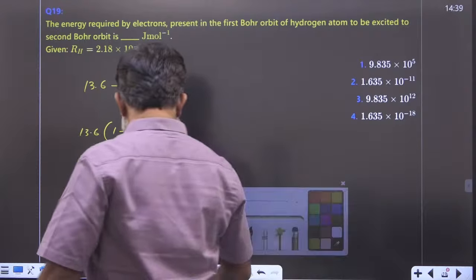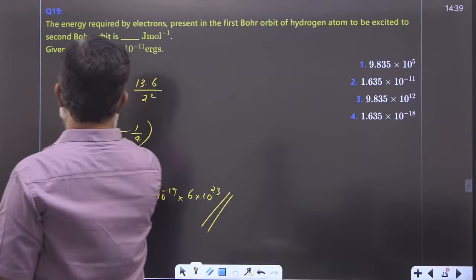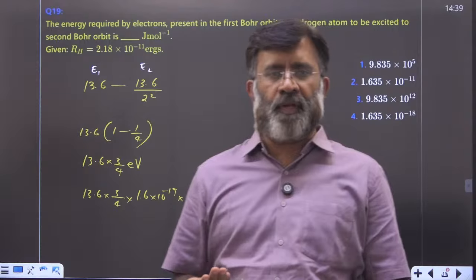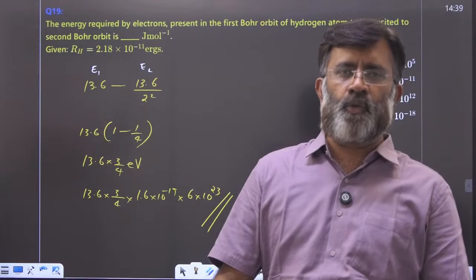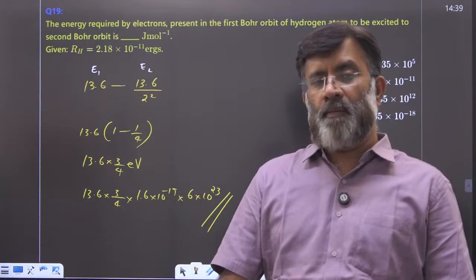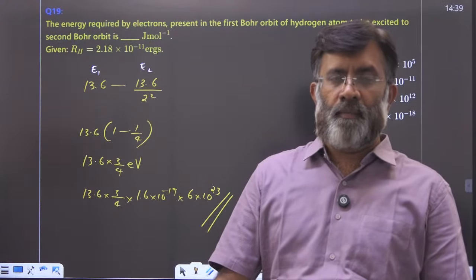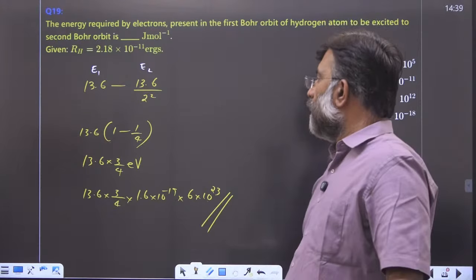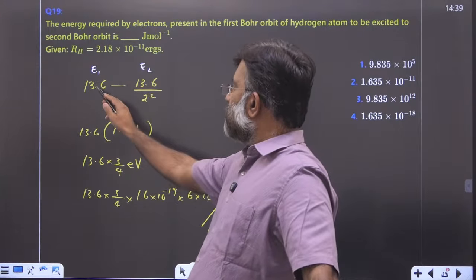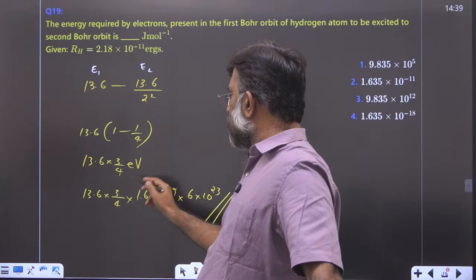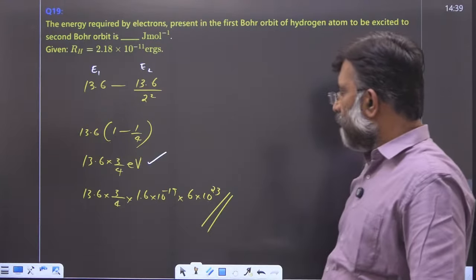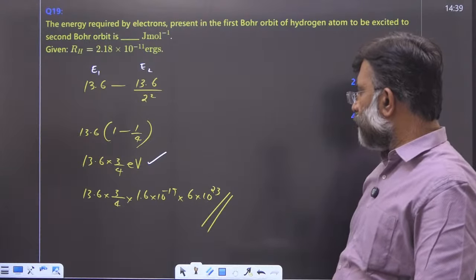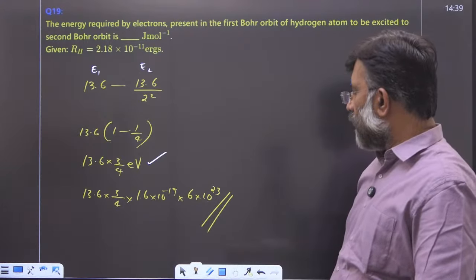This is E1. We need the difference of E1 and E2. This is E1, this is E2. The question is the energy difference when shifting from E1 to E2. But it has to be done in joules per mole. The most important thing to note is per mole. So it will be E2 minus E1. When you work out, you get this much electron volt, convert into joules, 1.6 into 10 power minus 19 joules, into per mole into Avogadro number.